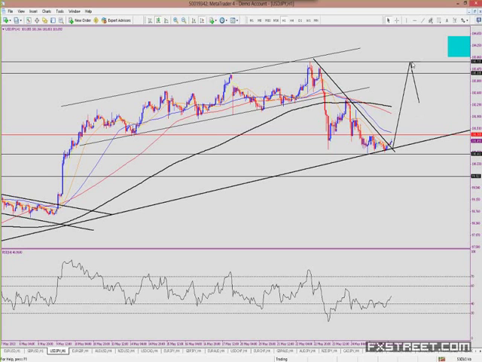But a break, for me, I would be more aggressive to the upside than the downside, just because of the trend. That's one way to say the trend is your friend: be more aggressive with the trend than against the trend.